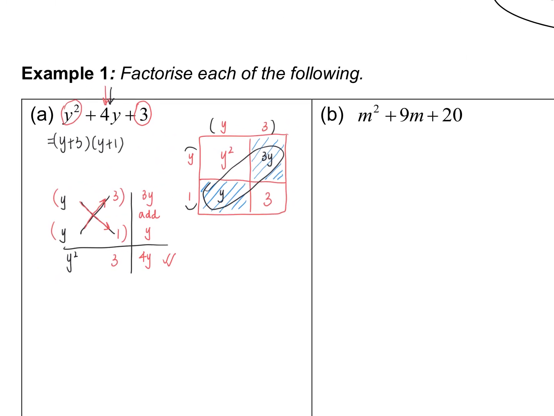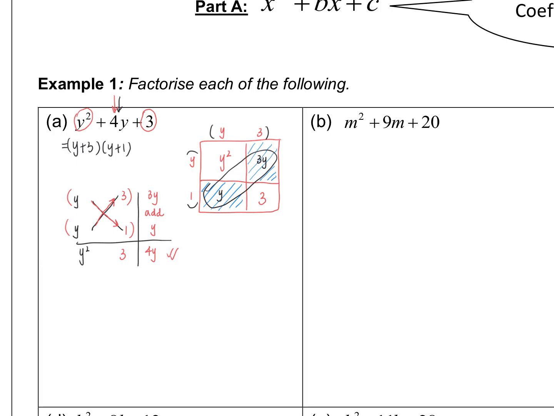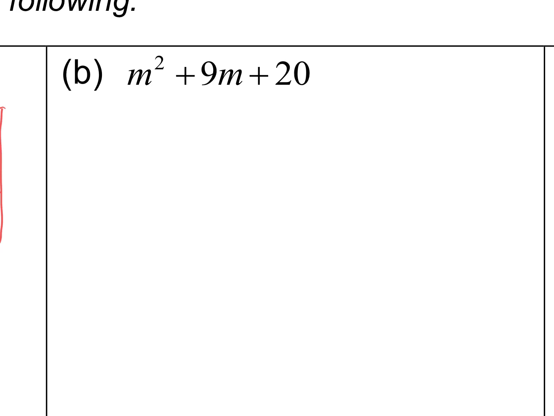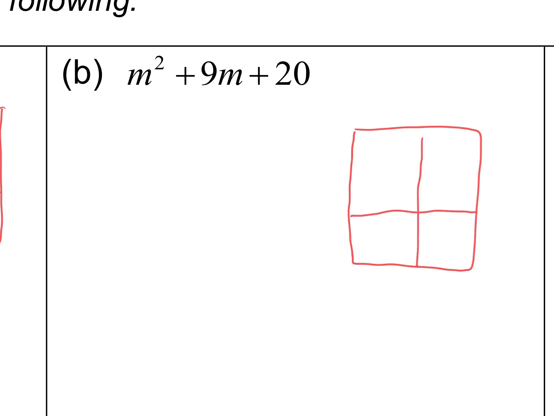Okay, next one. Gradually it will become better. Let's try this one together. First thing first, draw your box. This m square goes here, so it must be m by m. The 20 goes here. I need to pick 2 numbers that multiply to 20 and later will give me 9m. What do you think it is?